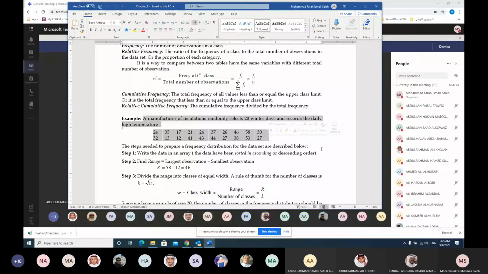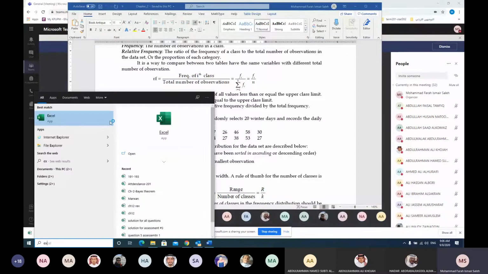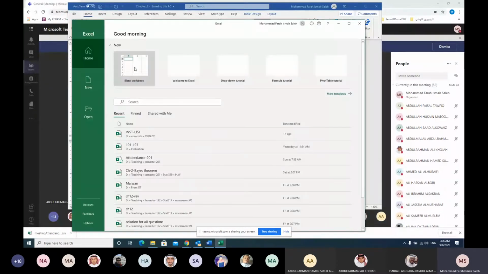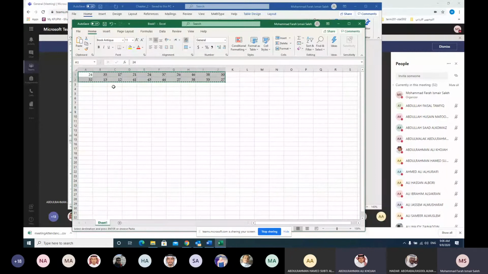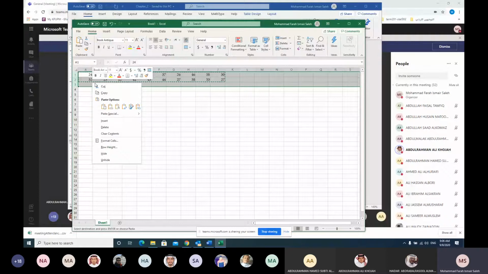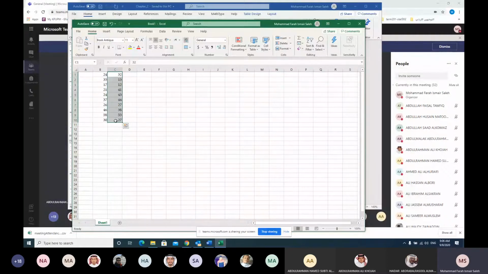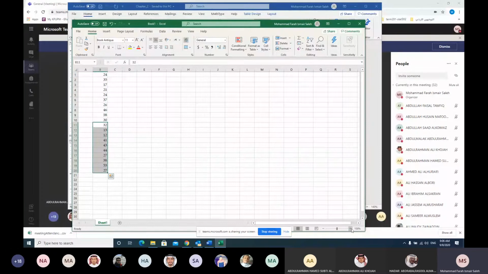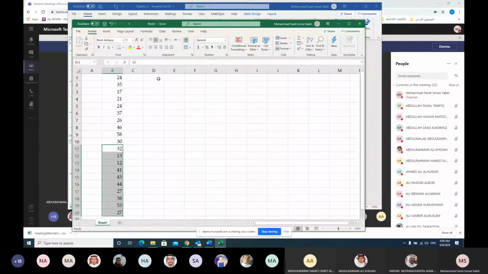Step number 1, write the data sorted from the minimum to the maximum. Is the data sorted, guys? No. Now let's be careful. You have all the solution for this question, but we'll do it together, okay? So be careful. How many data do we have? How many observations do we have? 20 observations. Sort the data.